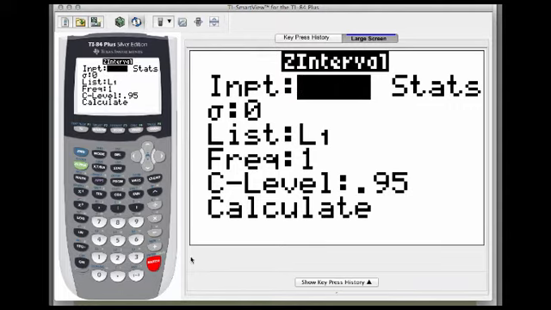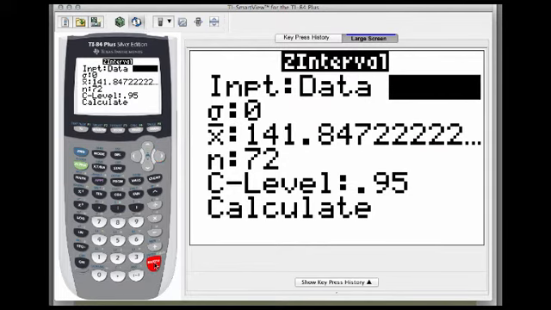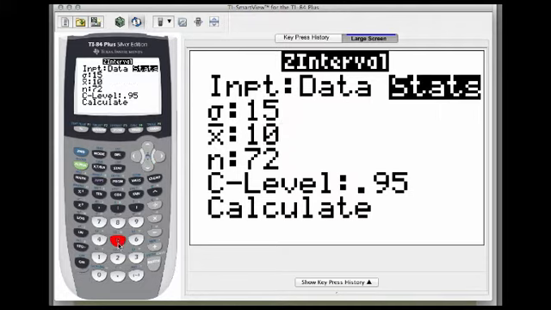Now on this one, I told you what the values were, so if you go over to stats, this is where you can just fill in the information you're given. Remember, sigma was 15, so let's do 15 here. X bar, remember I gave you that, was 105.839. And N was 31.